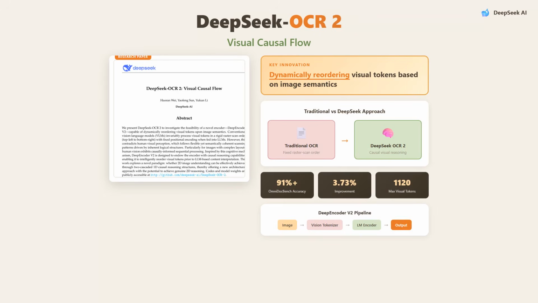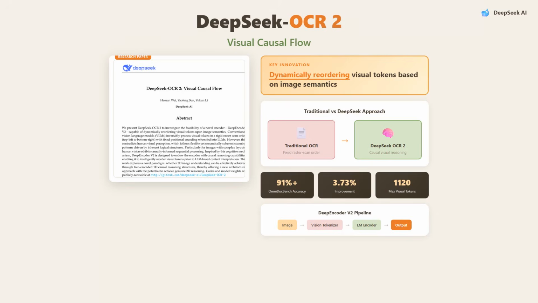The results speak for themselves. DeepSeek-OCR 2 achieves over 91% accuracy on the OmniDocBench benchmark, which is a 3.73% improvement over the original model. And here's the kicker. It does this while using the same computational budget as competitors like Gemini 3 Pro.